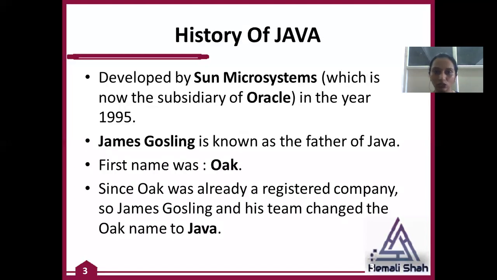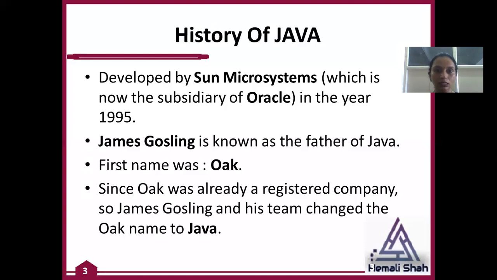Now, let's talk about the history of Java. History means who founded Java. Java is basically a programming language, and it was first developed by Sun Microsystems. Sun Microsystems is a company name. And this Java was developed by Sun Microsystems in 1995.